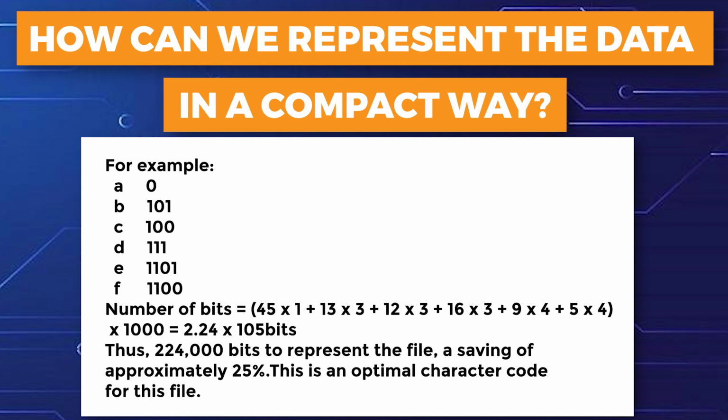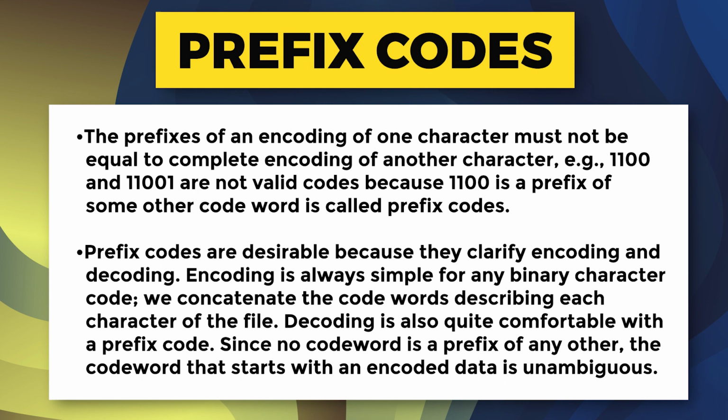We can understand this by the example when we discuss how we calculate it and how we reach there. Now, to begin, we first understand the concept of prefix code. The encoding of one character must not be equal to the complete encoding of another character. For example, 1100 and 11001 are not valid codes, because 1100 is a prefix of some other code word. This is called a prefix code.